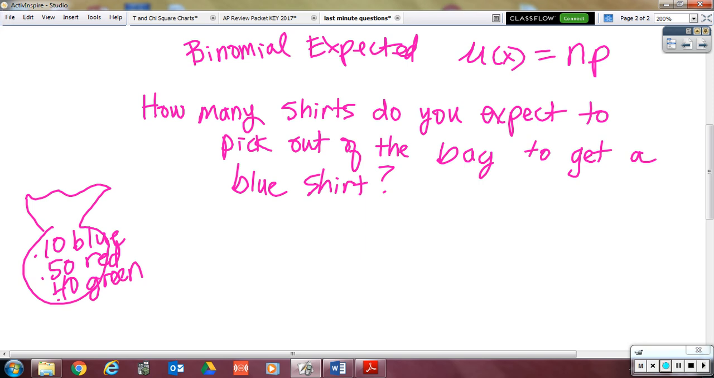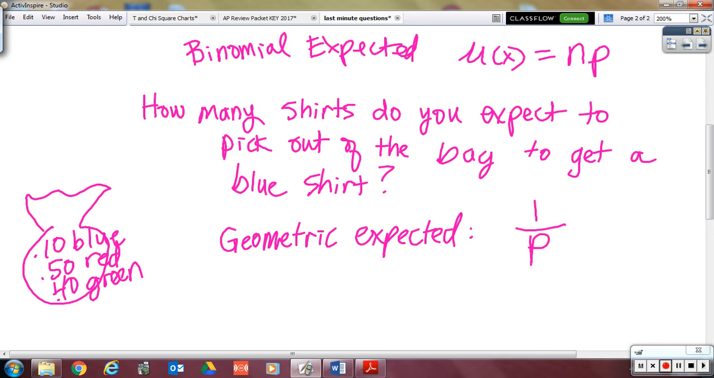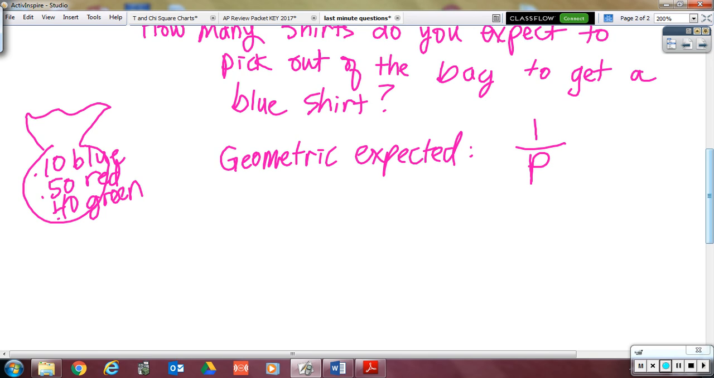That is called geometric expected, because see, it's the go until you get a blue shirt. So geometric expected, anybody remember what that is? It's not on the formula chart, but we did discuss it. It's 1 over p. So let's do that. How many shirts are you going to have to pick out to get a blue one? You will have to go 1 over 0.10, which is 10 shirts.